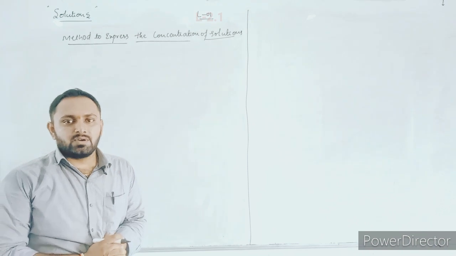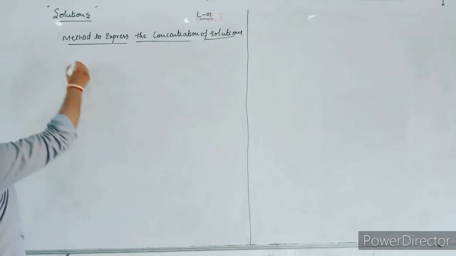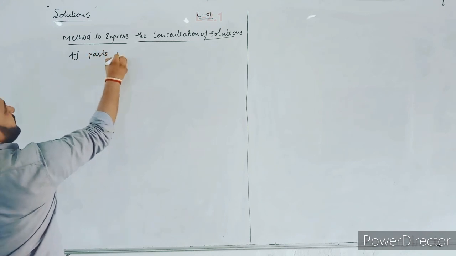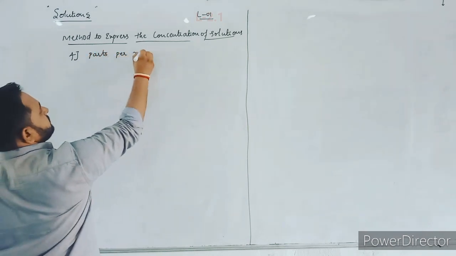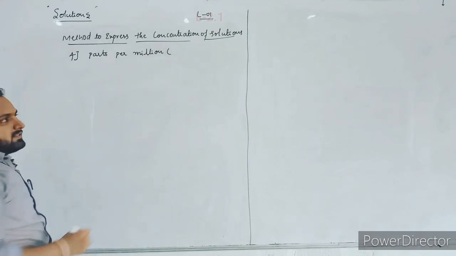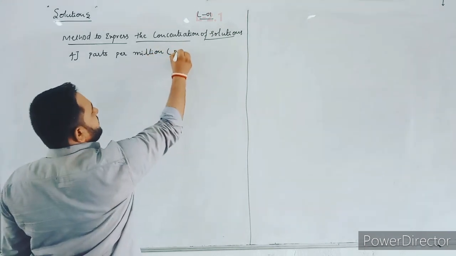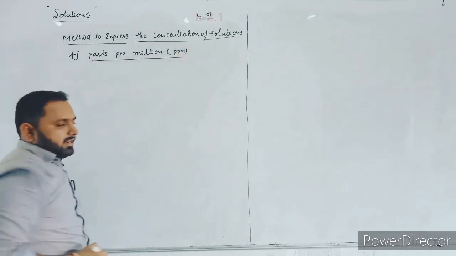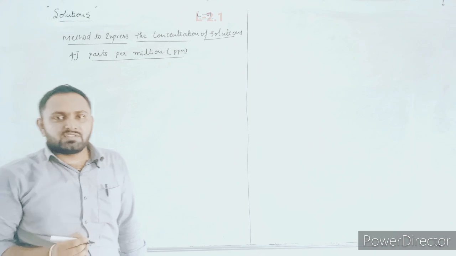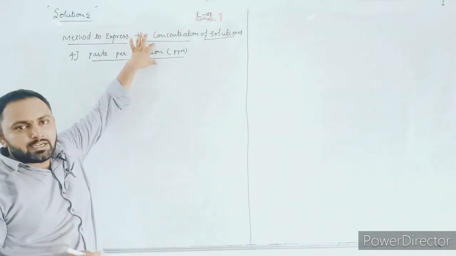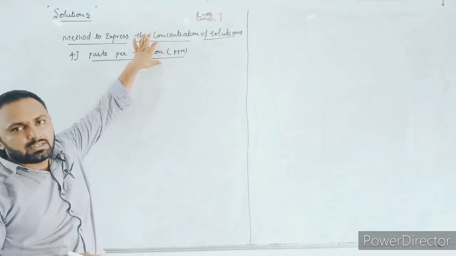Now let us discuss about the fourth method. Here the fourth method is parts per million. Here parts per million is simply represented as ppm. When very small quantity of solute is present in the solution, then use this unit to express concentration of solution.